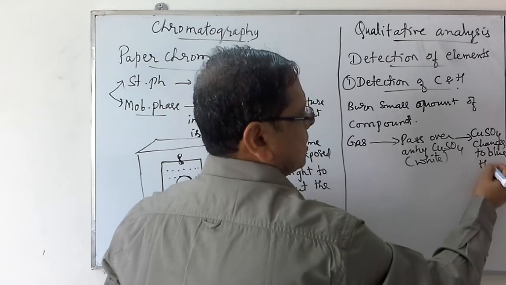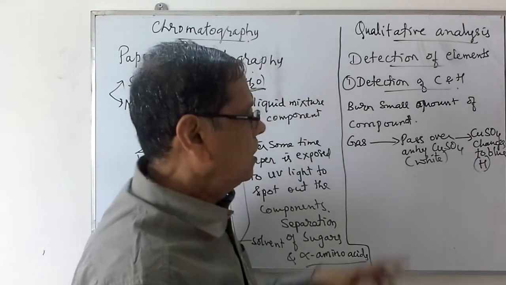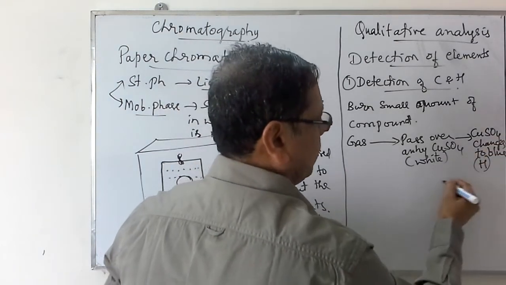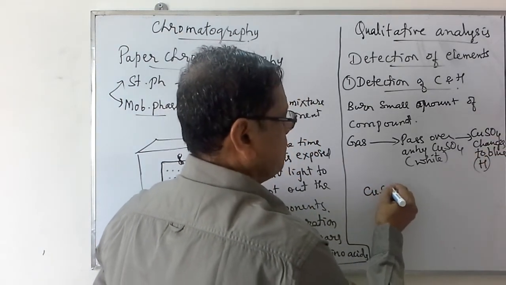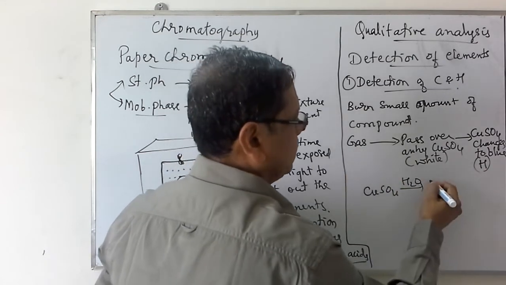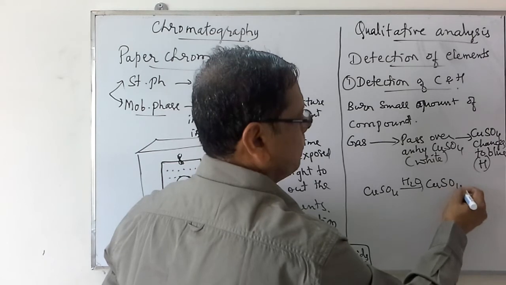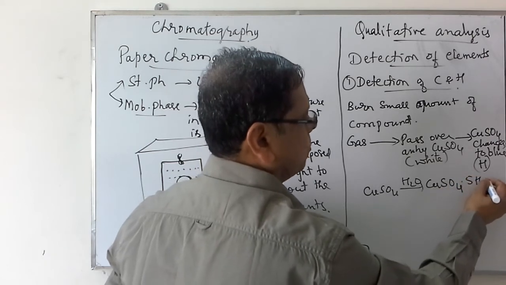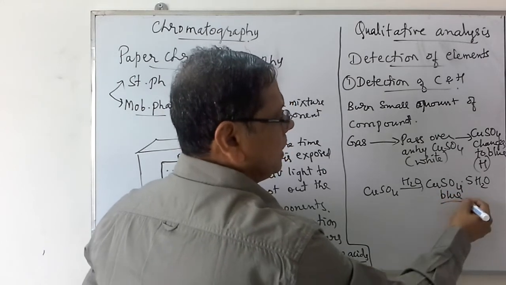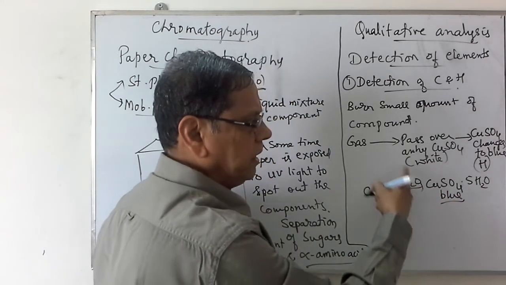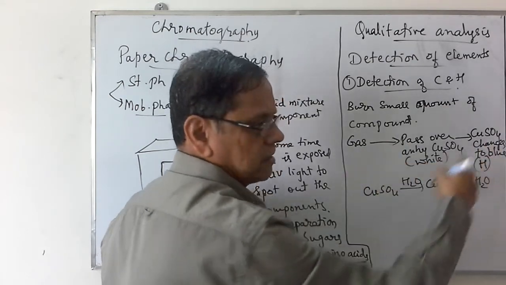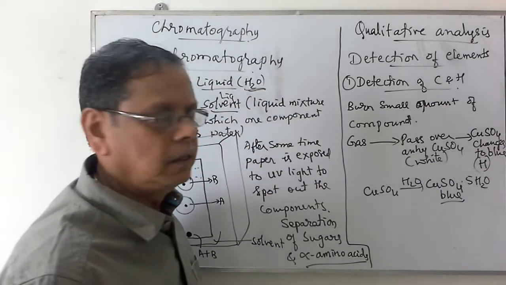This indicates the presence of hydrogen because this anhydrous copper sulfate changes to blue copper sulfate due to the formation of CuSO4. Because of the presence of the water vapor in this one, it forms the blue colored copper sulfate with CuSO4·5H2O formula. So this is having the blue. This indicates the presence of water in the gas.